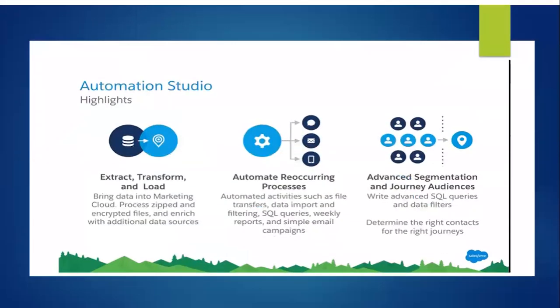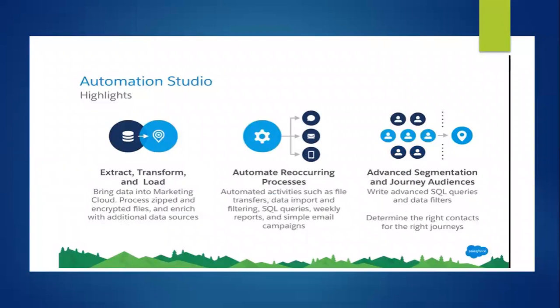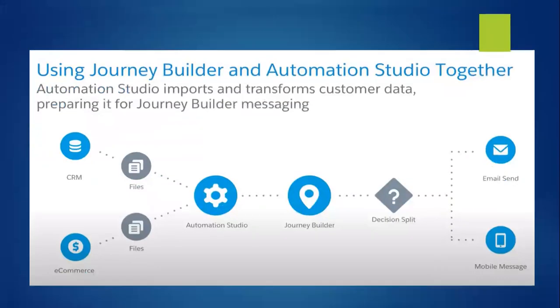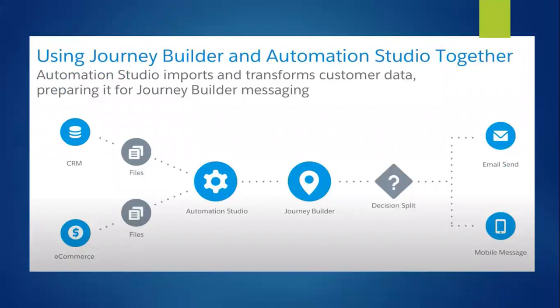We have Automation Studio and Journey Builder. I have already told you, Automation Studio is an extract, transform, load platform. It is used to automate recurring processes, advanced segmentation, SQL, and Journey Builder. So we will see how to work with Automation Studio, what the ETL activities are, the process to segment the data, how to fire a query on our database, the data model which we have built, and how to retrieve the segment of data. Everything we will see in Automation Studio, and how Automation Studio and Journey Builder work. We require this in order to build a nice workflow of marketing automation.